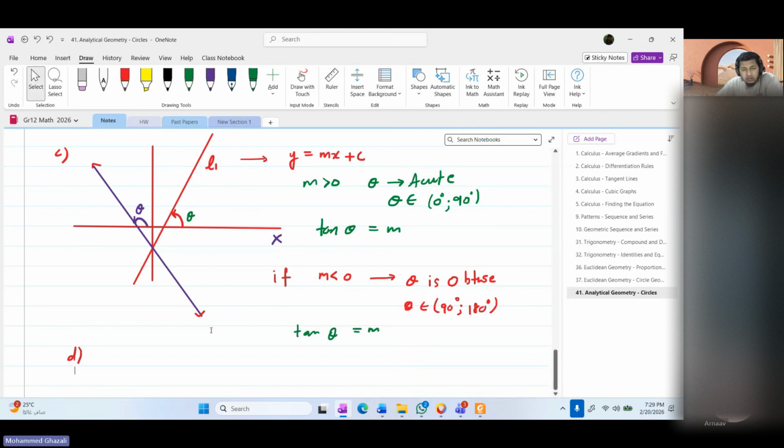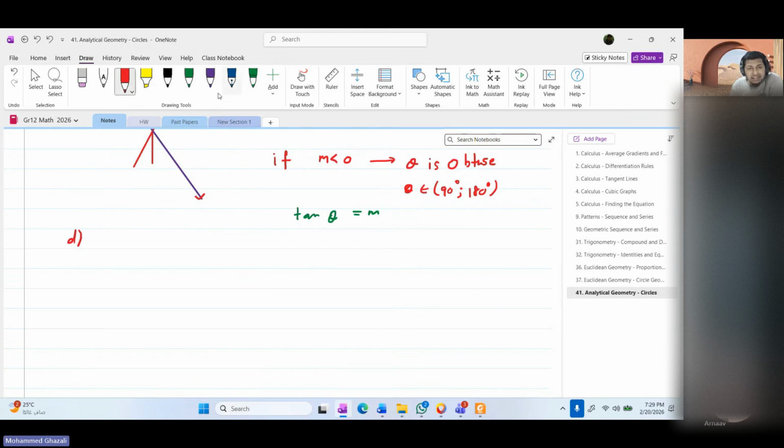Part D. We came across something very important, something called perpendicular bisector.